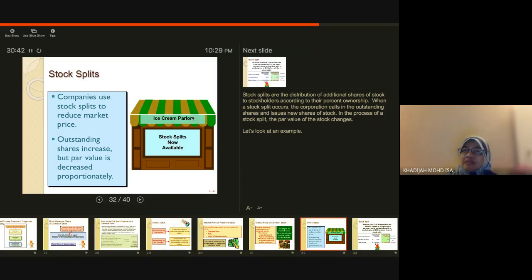The value is the same. For example, I have 1,000 shares at RM1. But if the stock splits, now I have 2,000, but each share is only 50 cent. So 50 cent times 2,000, the value is 1,000. Yes, the value is the same, but the number of shares is different. But the good thing about stock splits is that when the company pays out dividend, it's based on the number of shares, dividend per share. Initially I have only 1,000 shares, now I have 2,000 shares, so I will get more dividend as compared to the previous one.